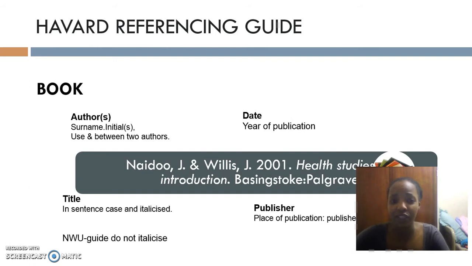Now we're going to look at different sources that we reference, looking at the Harvard Referencing Guide. Firstly, we're going to look at how a book is referenced. You start with the surname of the author, then a comma, then the initial of that author and a full stop, and then the date of publication of the book, followed by the title of the book, which must be italicized, and then the place of publication and the name of the publisher of that book.